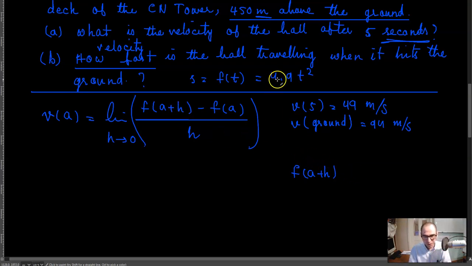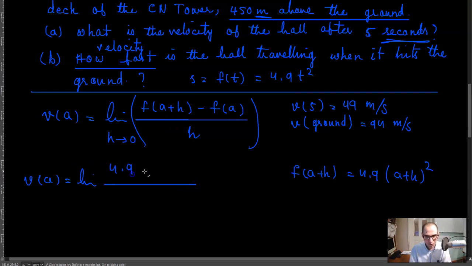So f(a+h) would be 4.9 times (a+h) raised to the second power, because the function is f(t) = 4.9t². Substitute t with a+h, and this becomes 4.9 times (a+h)². And f(a) remains f(a), so we don't have to do anything about that. Which means that v(a) would be the limit of [f(a+h) − f(a)]/h as h approaches 0, where f(a+h) is 4.9 times (a+h)².